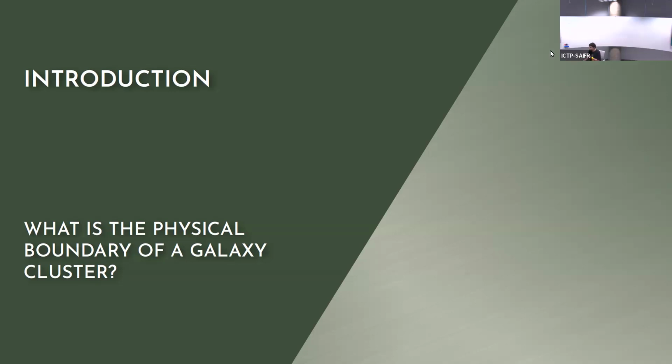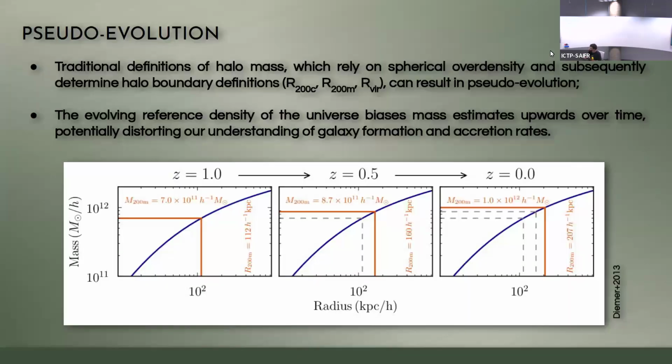But all these traditional ways suffer from the same effect, which is pseudo evolution. Can you go a little slower? How do you measure the mass? You said the R200, the radius that encloses a sufficient mass, 200 times the average density of the universe. How do you measure this? How to measure the mass?